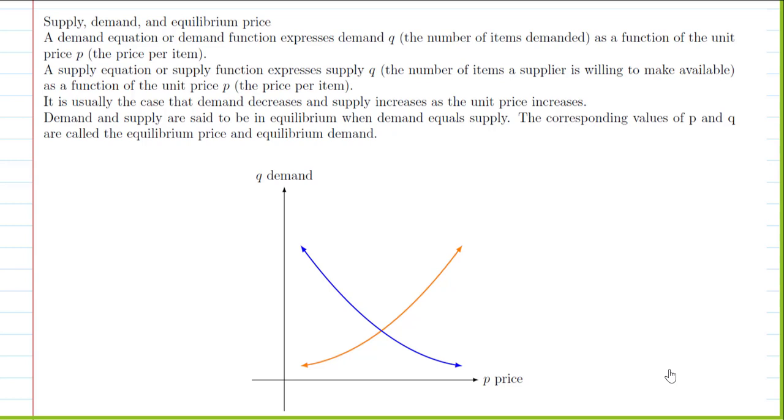It is usually the case that demand decreases and supply increases as the unit price increases. Demand and supply are said to be in equilibrium when the demand equals supply. The corresponding values of P and Q are called the equilibrium price and the equilibrium demand.